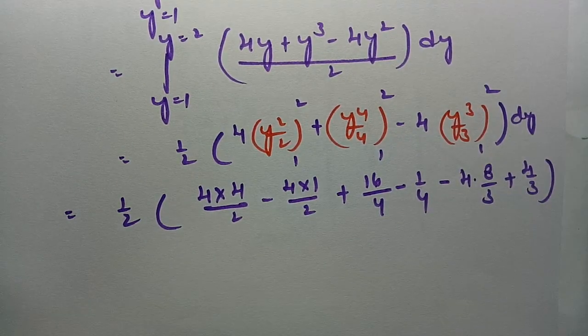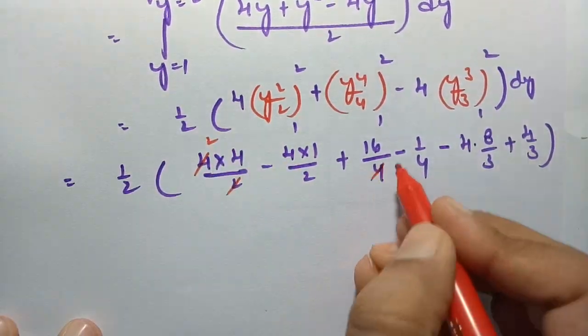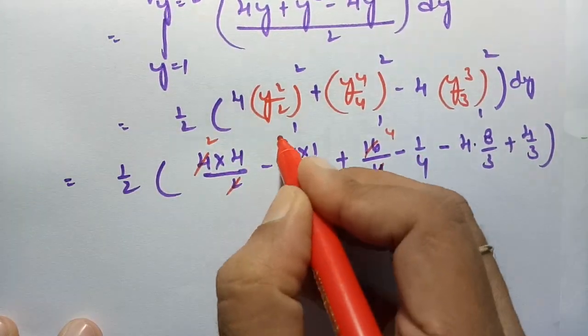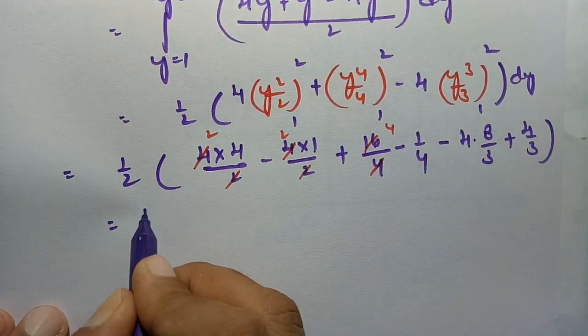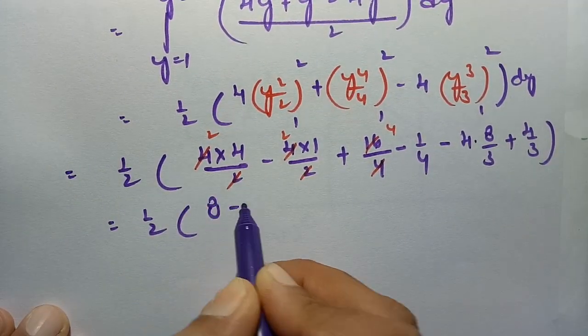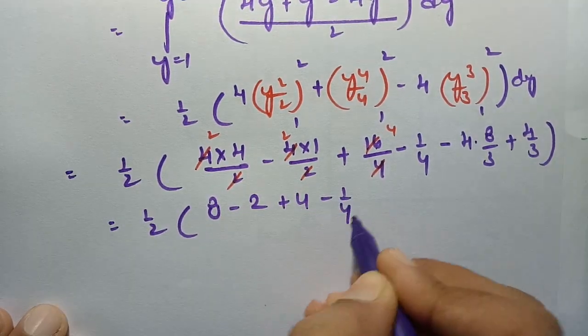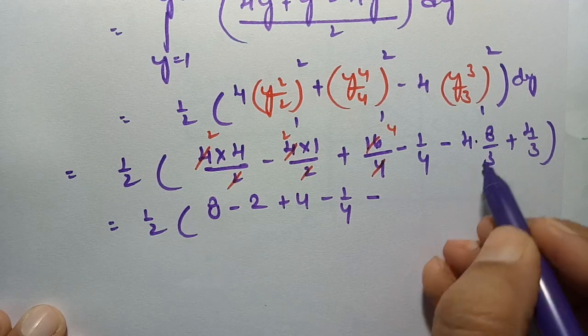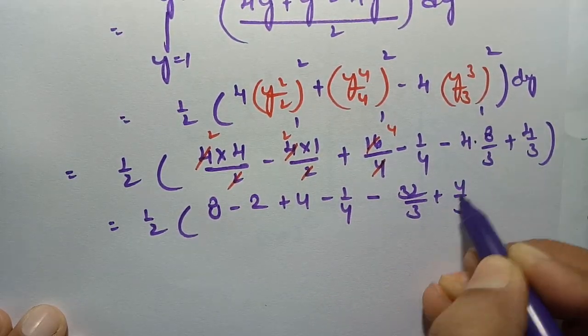So if I cancel this with the 2 table and this is a 4 table, if I cancel this, so nothing else. See here, so this will be half times of, this is 8, this is minus 2, this will be plus 4 minus 1 by 4, and this is 32 by 3, and this is 4 by 3.